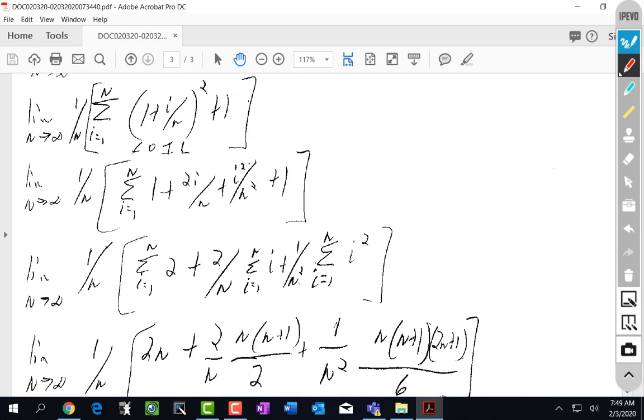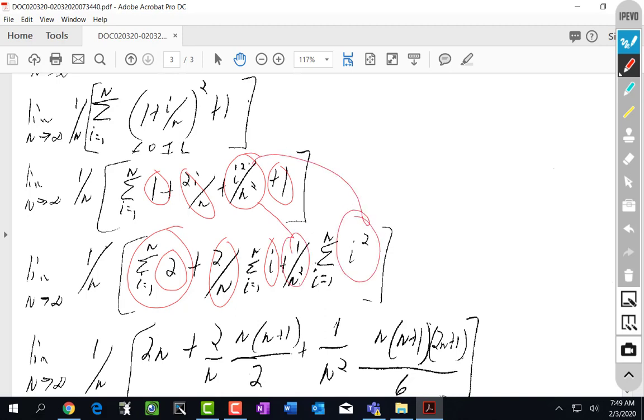Combining like terms, 1 plus 1, that's going to give me that 2. And notice here's my 2 over n, so I put that out front. I still have my i in there. I separate it out. And then this also, the i squared over n squared. So the 1 over n squared goes out front, and my i squared stays right here.